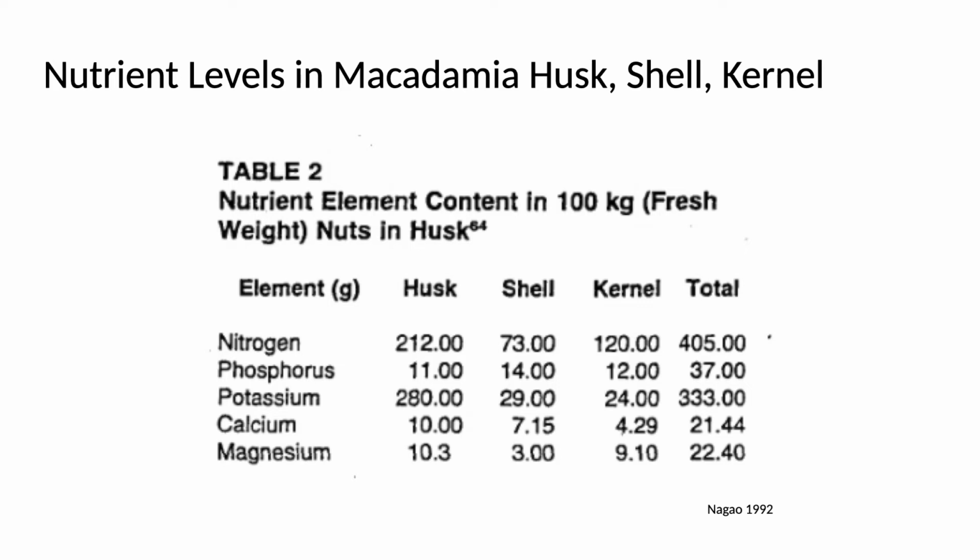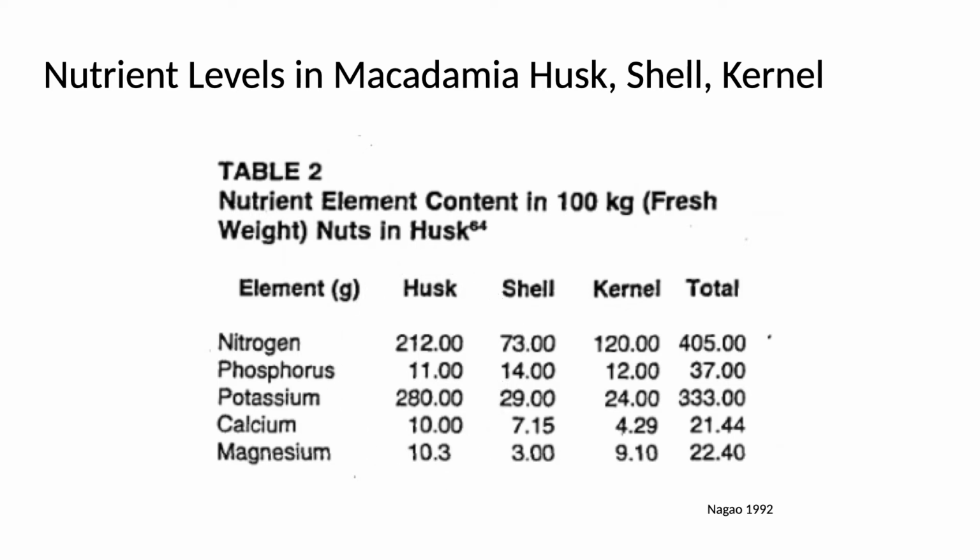Especially once you're in that mature stage, like Tai had mentioned. And so this is just a table that shows for 100 kilograms of wet in-shell nuts with the husk on, how many grams are being removed of each nutrient. I didn't have time to convert everything to pounds per acre, but I think the biggest takeaway from this slide for me is just look at how much the husk has: 212 grams of the total 405 grams of nitrogen in it.